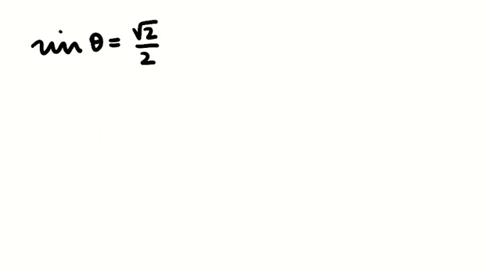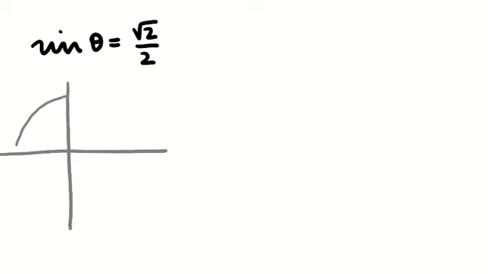All right, next I've got one where sine theta equals root 2 over 2. So I'm going to start by drawing a unit circle. Now root 2 over 2, that's something that you should recognize, and you know that comes from a 45, 45, 90 triangle. So you're expecting this to come back as some kind of pi over 4.